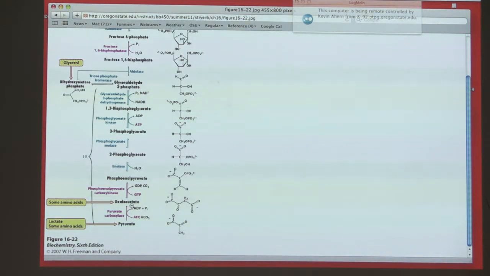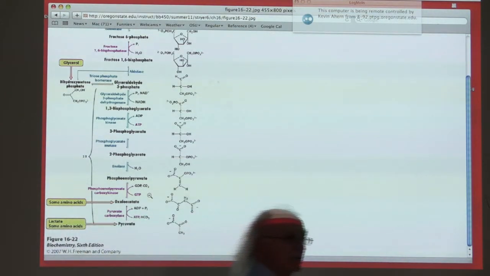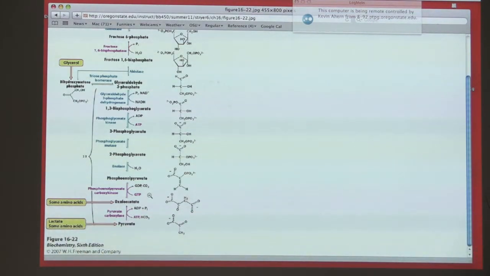Oxaloacetate is then moved out of the mitochondrion back out to the cytoplasm, where a second enzyme known as phosphoenolpyruvate carboxykinase converts oxaloacetate into PEP using energy from GTP. Remember I said GTP can be used for energy also, and here it's used for energy.